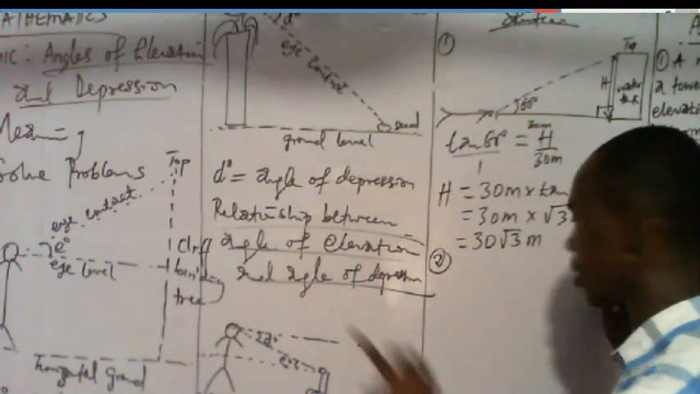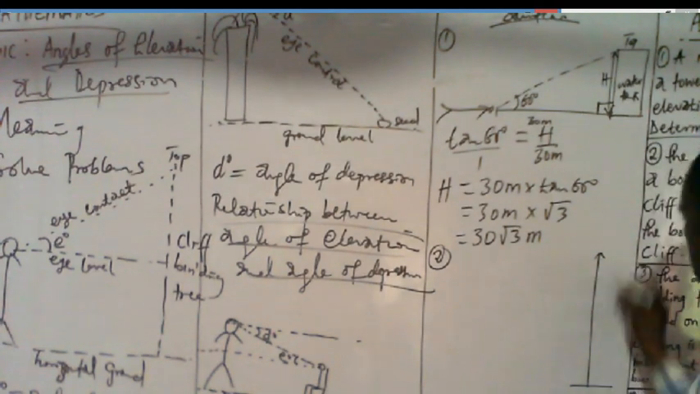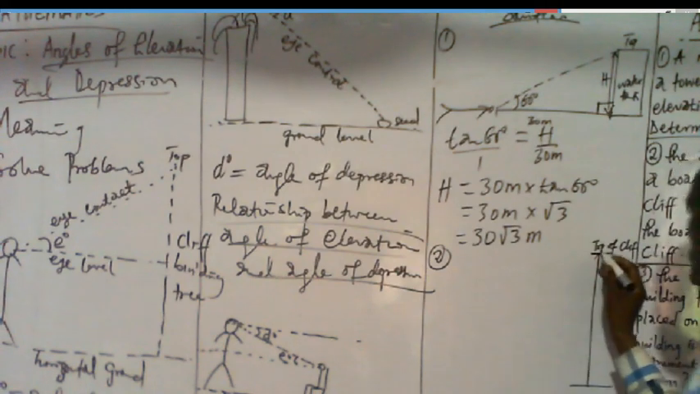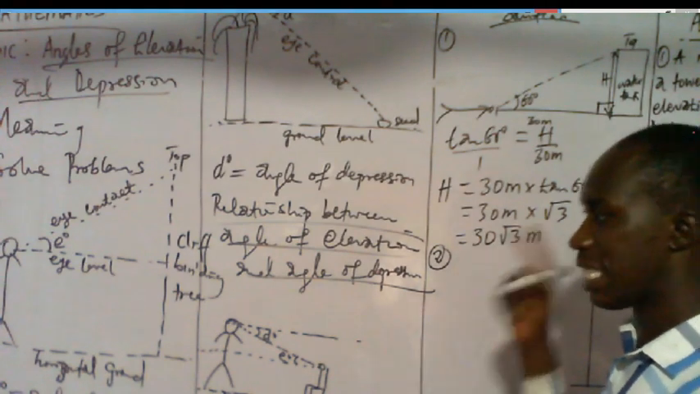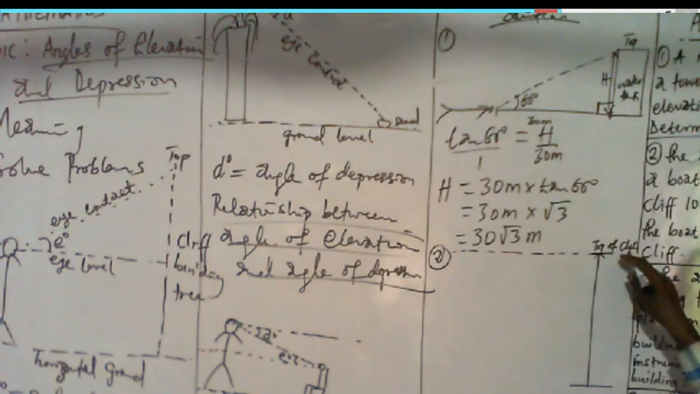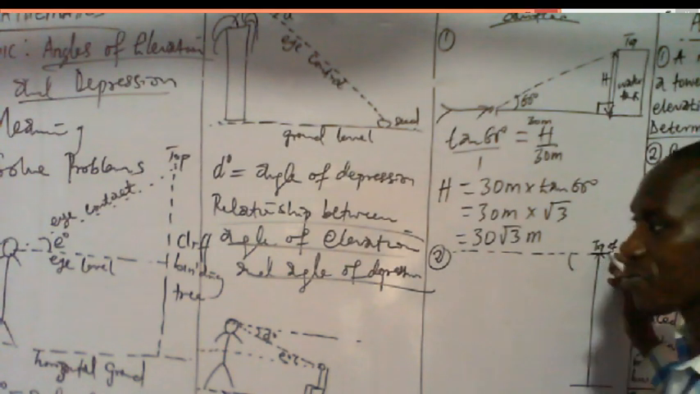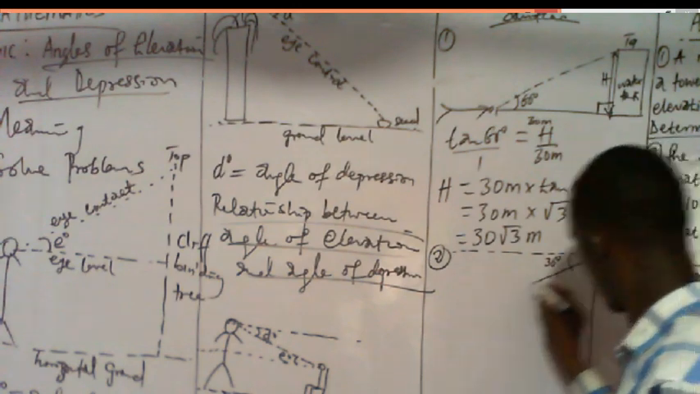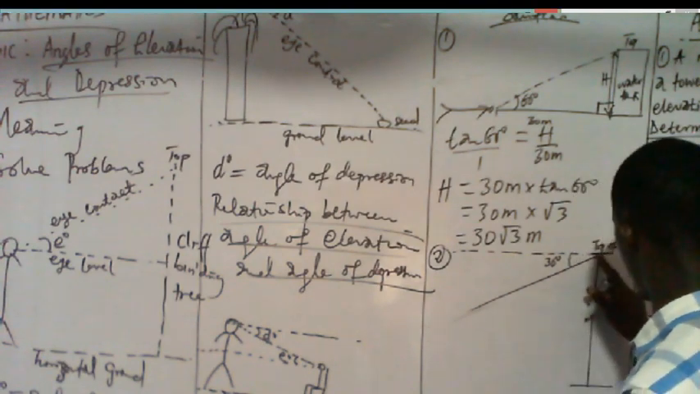So here we have a cliff. This is the top of the cliff. And you are told the angle of depression. So should this be the eye level at the top of the cliff, then we have a depression of 30 degrees.